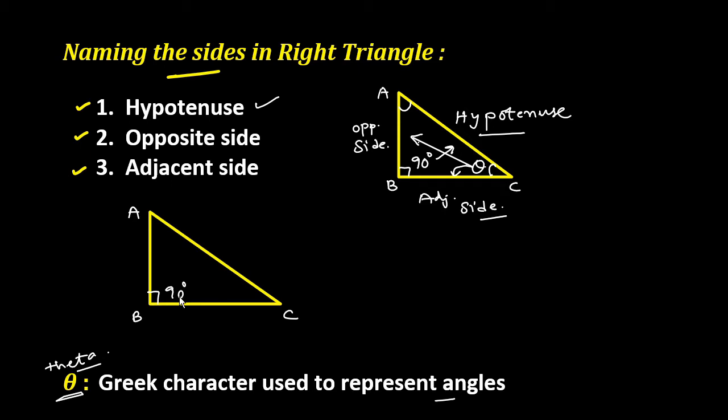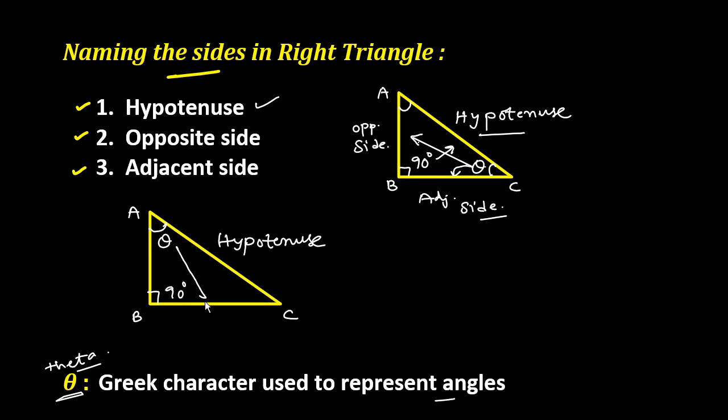Hypotenuse does not change. Why? Because hypotenuse is the side which is opposite to the right angle. So this stays constant, hypotenuse. Now in place of C, I would like to consider acute angle at A.